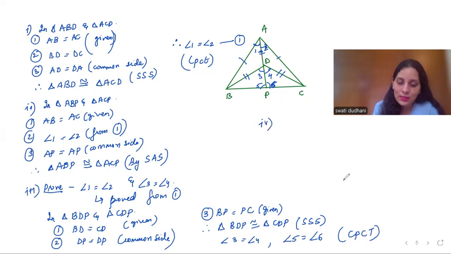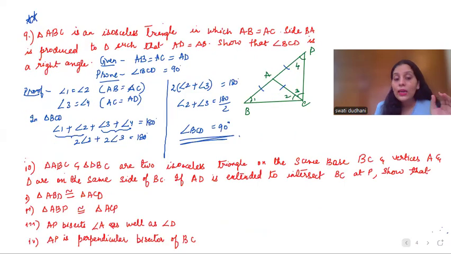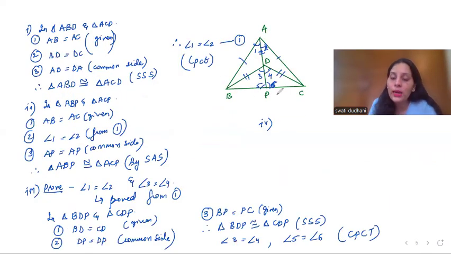Now last bit, what do we have in the fourth part? AP is perpendicular bisector of BC. Now here you need to prove perpendicular bisector of BC. So since we know that BP is equal to PC, and also 5 and 6 are equal, we have proved, isn't it? We have proved 5 and 6 are equal in the previous question.